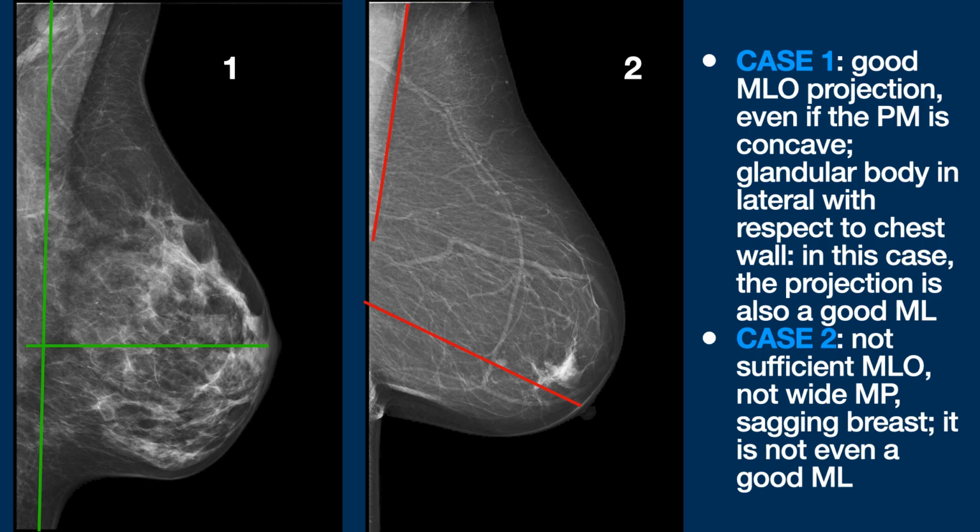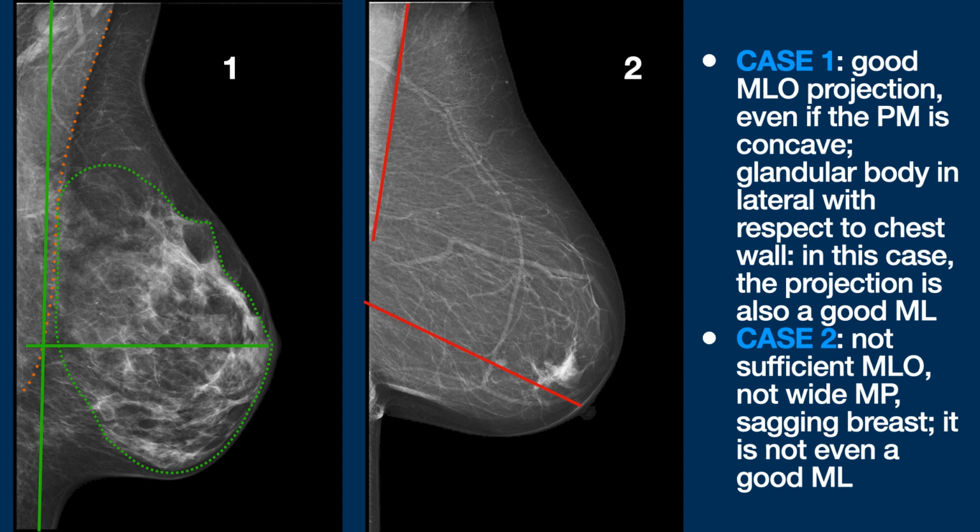How do you distinguish a medio-lateral from a medio-lateral oblique projection? It is not only the position of the glandular body. As you can see in case 1, the gland shows a very good laterality with respect to the chest wall, but the muscle is typical of an oblique projection. And it is not even the presence of a not wide pectoralis muscle, as you can see in case 2.